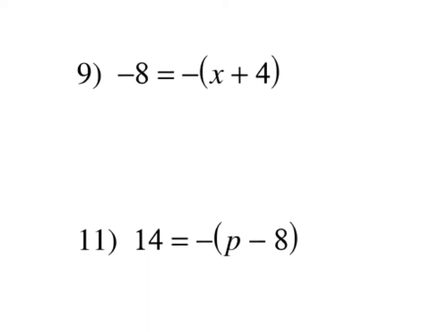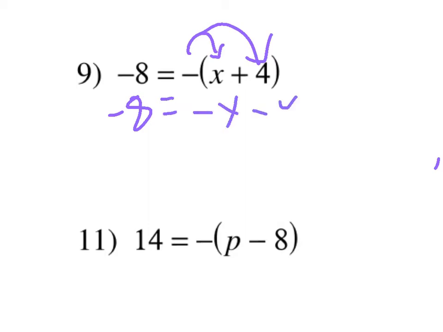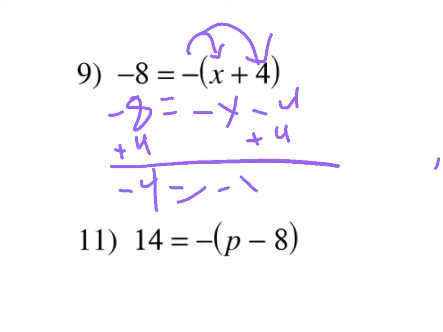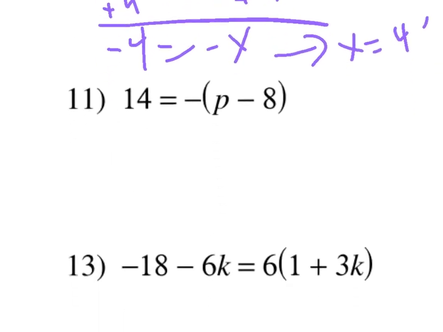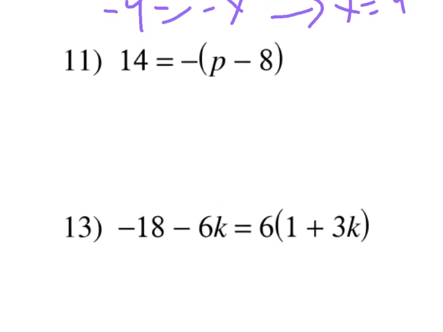Negative 8 equals negative times the quantity x plus 4. Distribute the negative sign. Negative 8 equals negative x minus 4. Add 4 to both sides. Now we have negative 8 plus 4 is negative 4 equals, we didn't mess with the negative x, negative x equals 4. That last step we multiply by negative 1. I'm not going to show it this second, but if you multiply a negative by a negative, you get a positive. Moving on to number 11.